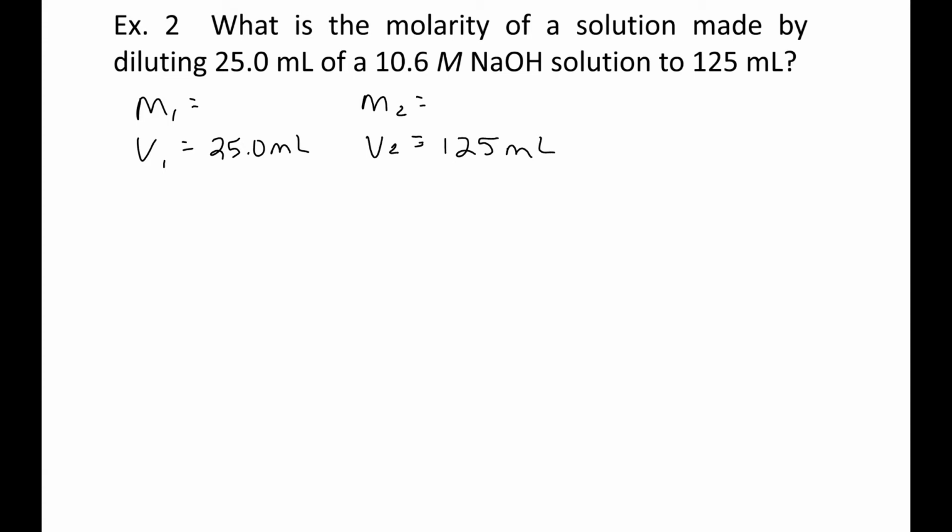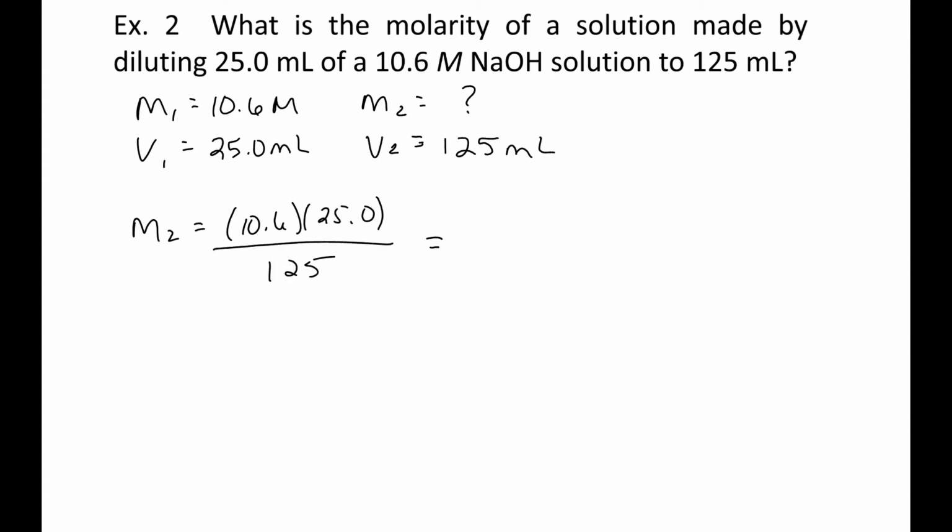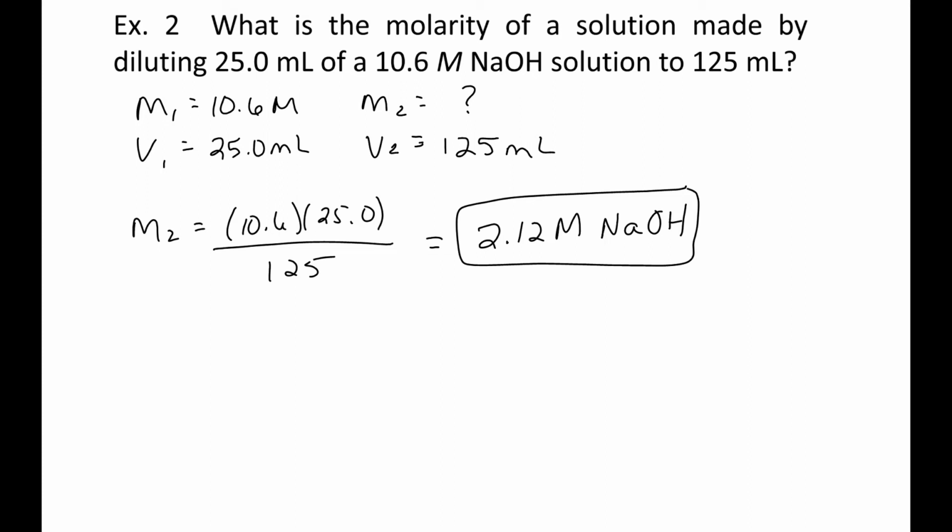Now we're going to look to see the 10.6 molar solution. Which volume is it attached to? It's 25 mL of a 10.6 molar solution. That means the 10.6 goes here, and we're looking for M2. So M2 is 10.6 times 25.0 divided by 125, which is 2.12 molar NaOH solution. Okay? So that's how you tell.